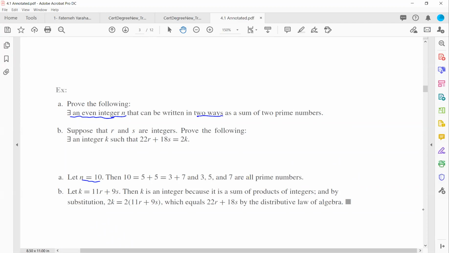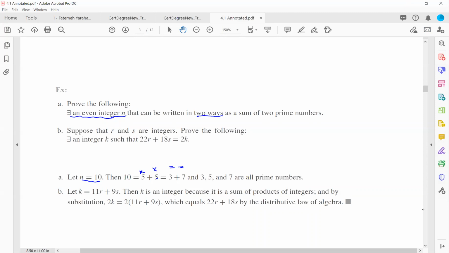Take 10, for example. 10 can be written as the sum of 2 prime numbers, 5 and 5. We can also write 10 as the sum of two other prime numbers, 3 and 7. That's it. We just proved part A. There exists, and we found that number.